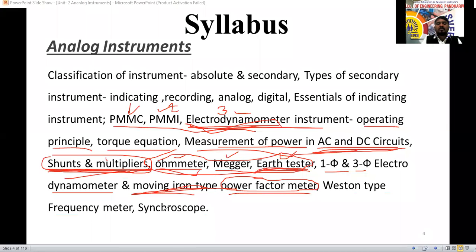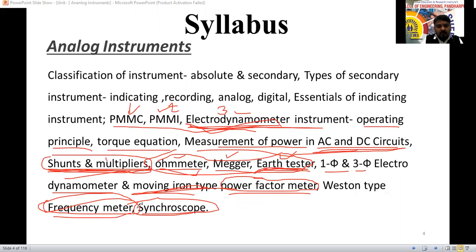Next, we can measure the frequency. So a frequency meter is there, a synchroscope is there. With that we are going to measure synchronous speed and all the things whatever you have studied. The synchronization method, we are going to call that.